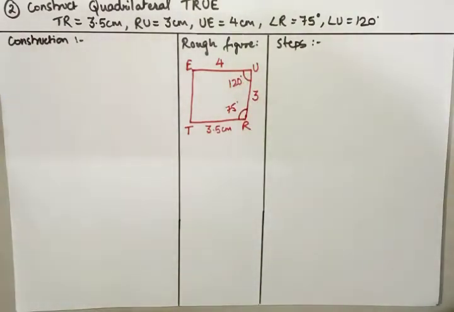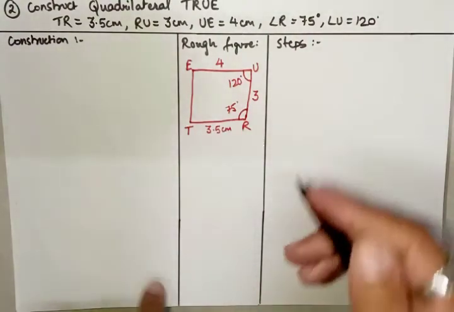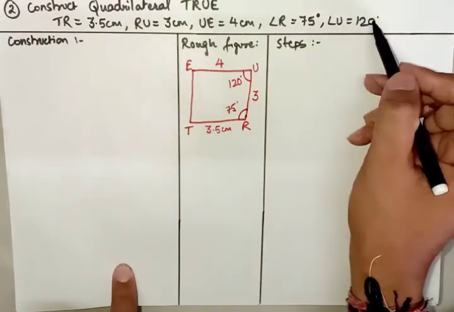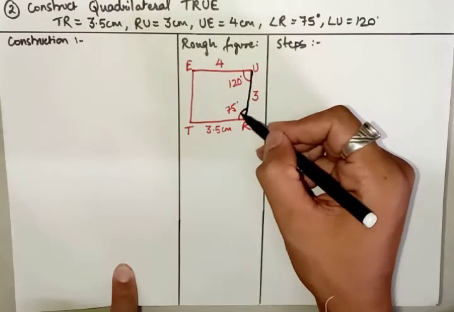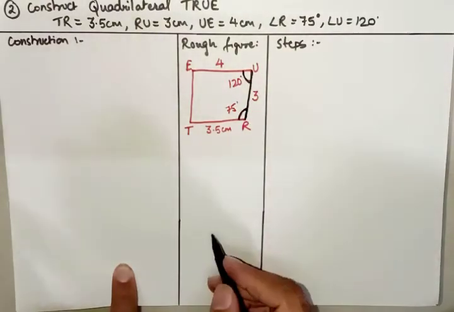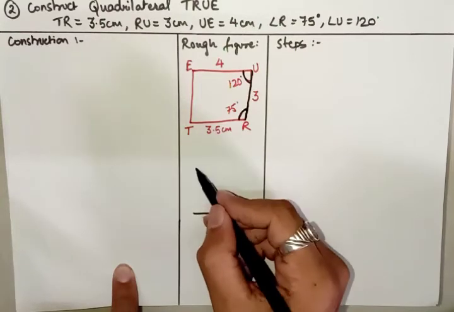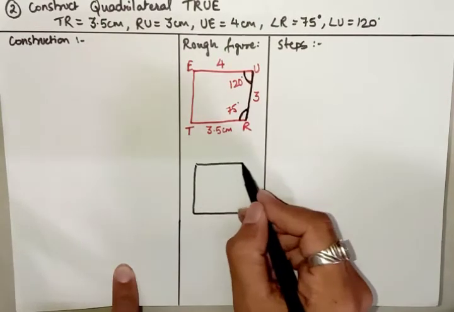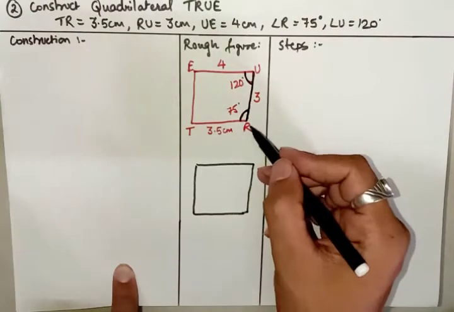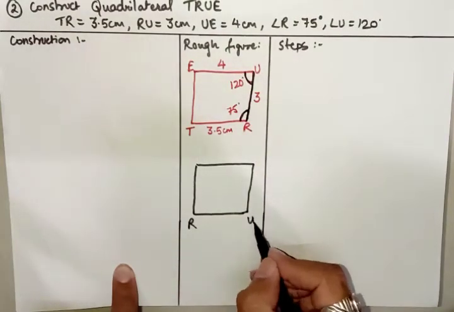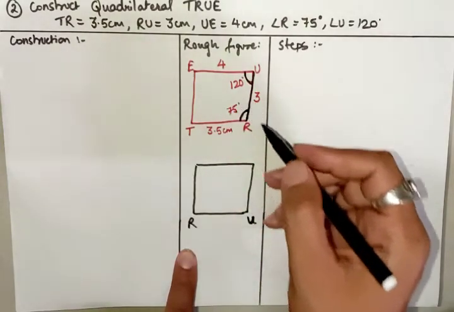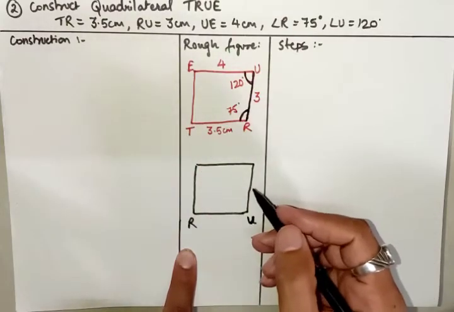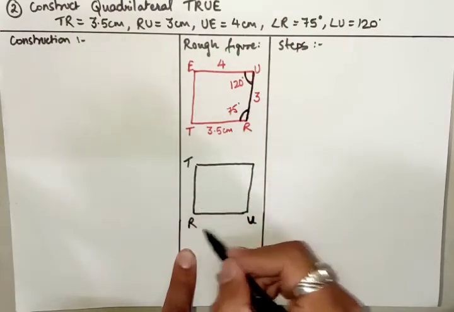Again, as we have done in the previous question, you have to find a line which has both the angles, right? So we can see angle R is 75, angle U is 120. So R and U, this line has angle R also and angle U also. So I am drawing here again a rough figure. Now we will keep RU in the bottom part, the baseline, right? U capital here. Then the quadrilateral should be formed TRUE, right? So I am starting from here, TRUE.